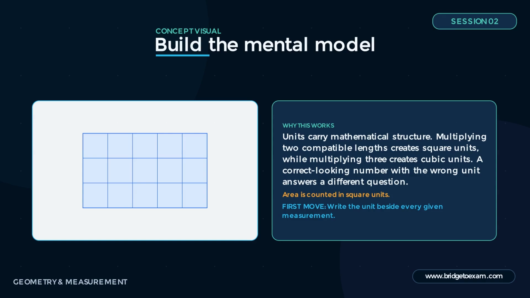First, write the unit beside every given measurement. Second, convert unlike dimensions before multiplying or adding them. Third, carry the unit through the operation. 2 lengths multiply to square units and 3 lengths multiply to cubic units. Finally, check that the final unit matches the wording of the question. Do not skip the final check simply because the calculator produced a number.